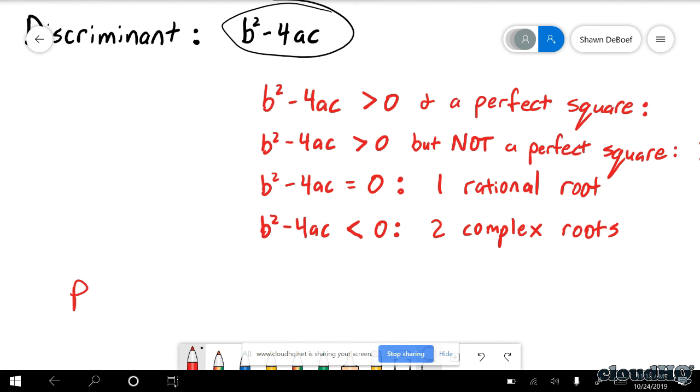The assignment is page 270, number 16 to 30, the evens.